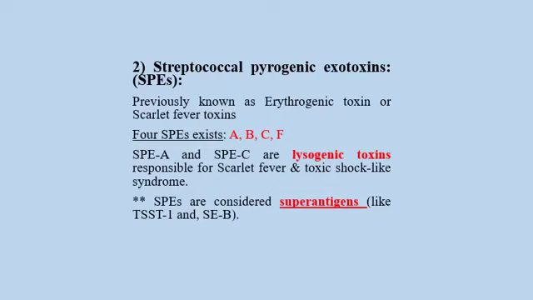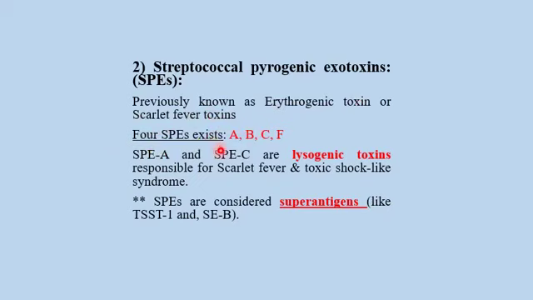Number 2, streptococcal pyrogenic exotoxins. Previously known as erythrogenic toxin because they caused the disease scarlet fever, where scarlet fever causes red rashes on the skin. So it was first known as erythrogenic, meaning it causes erythema, redness of the skin. Or it was called scarlet fever toxin. There are 4 such exotoxins named A, B, C, and F.